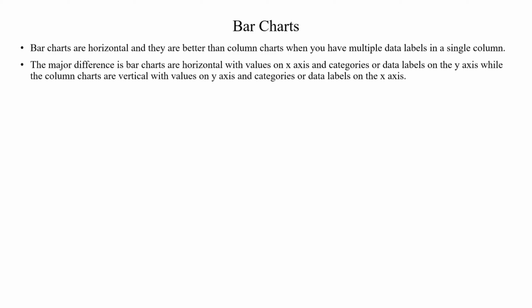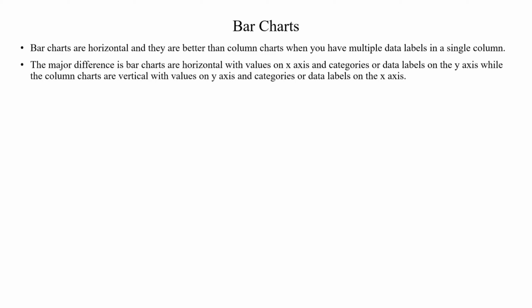So in that case we can use a bar chart, and if you have a time series and you need to show the trend over time, then you can choose a column chart. The major difference between the bar chart and column chart is that in a bar chart, values like revenue are on the x-axis and categories like city names or country names come on the y-axis. In a column chart, values like revenue are on the y-axis and categories like date, month, year, the time period, come on the x-axis. This is the major difference, and a bar chart is horizontal while a column chart is vertical.